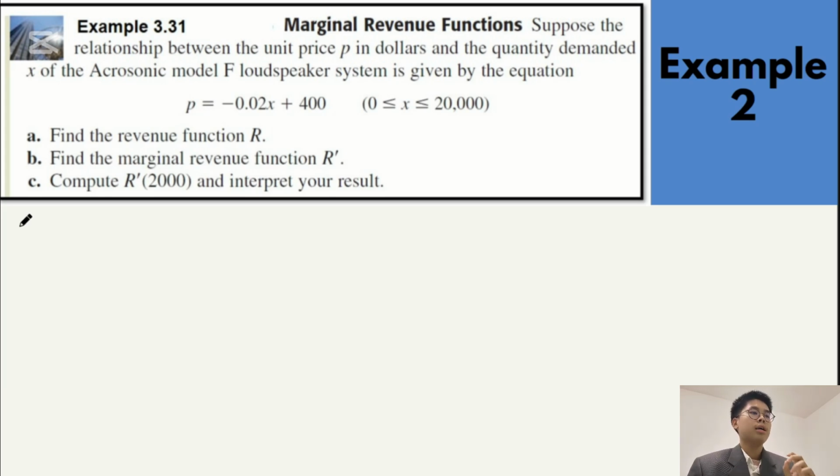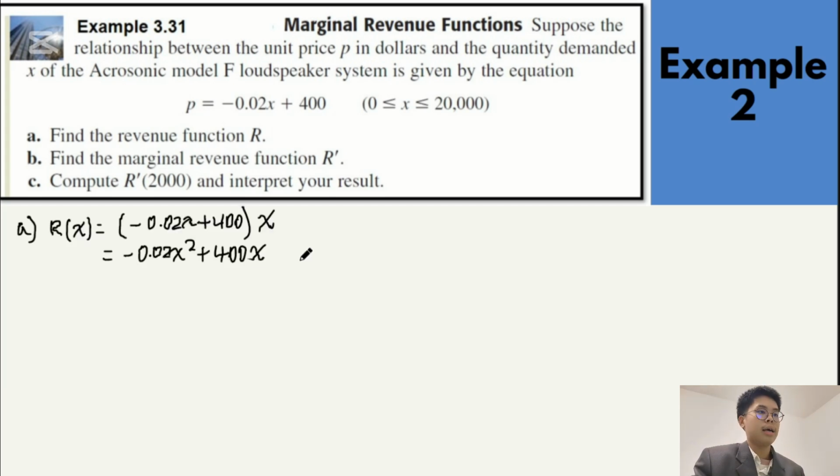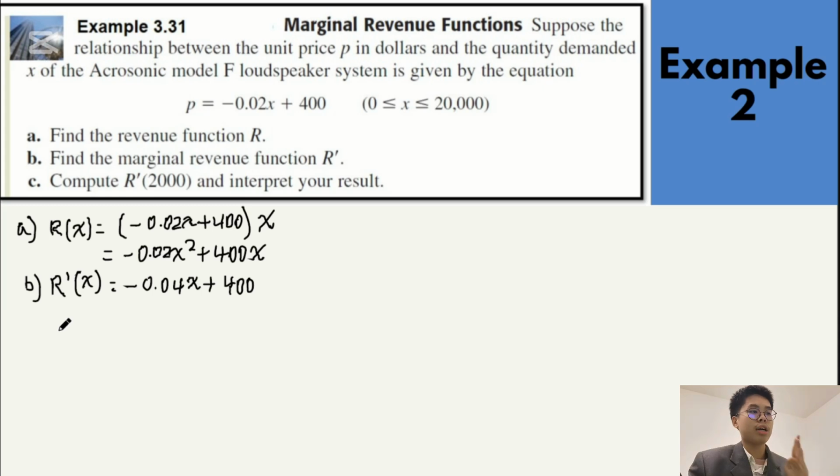Part A, find the revenue function R. The revenue function is the unit price times the quantity demanded. That is the revenue function. Next, the question asks about the marginal revenue function, and this will be the marginal revenue function. Next, C: compute the marginal revenue with X equals 2,000.